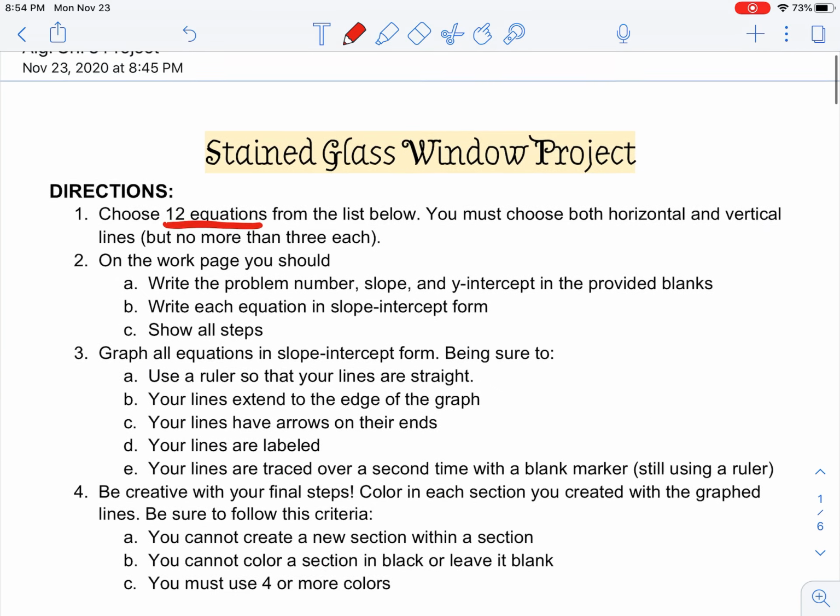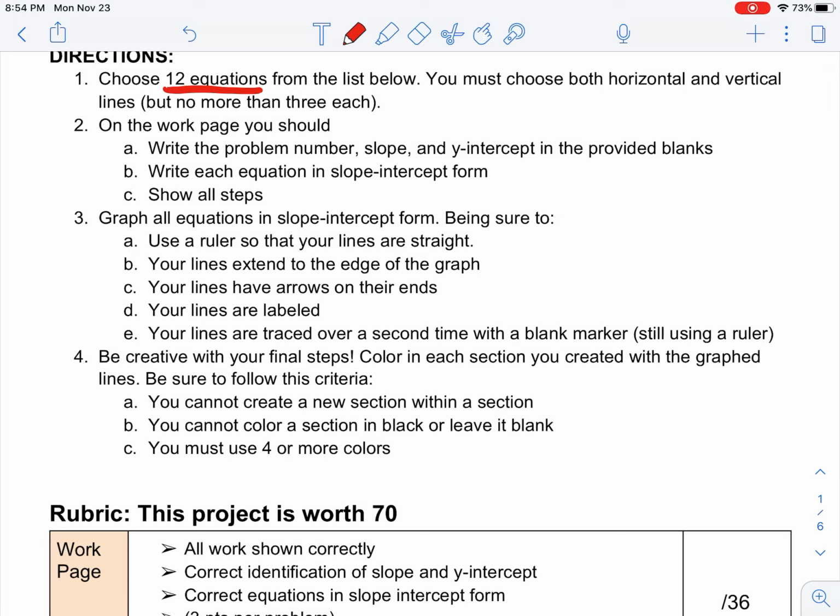All right, after you choose those, you are going to put a couple things on your work pages. You're going to write the problem number, the slope, and the y-intercept in the provided blanks, and you're going to write each equation in slope-intercept form showing all steps. So let's just talk about that first. After you choose 12 equations, you're then going to start solving them involving all 3 of these things.